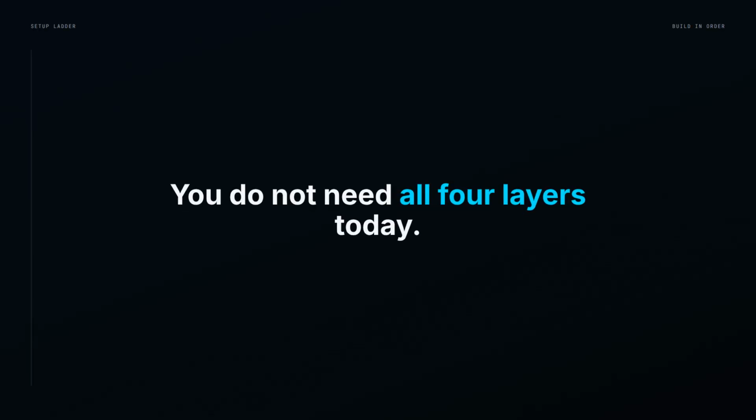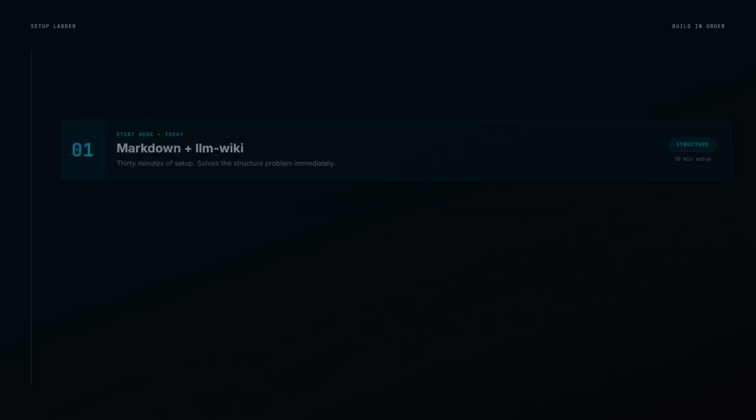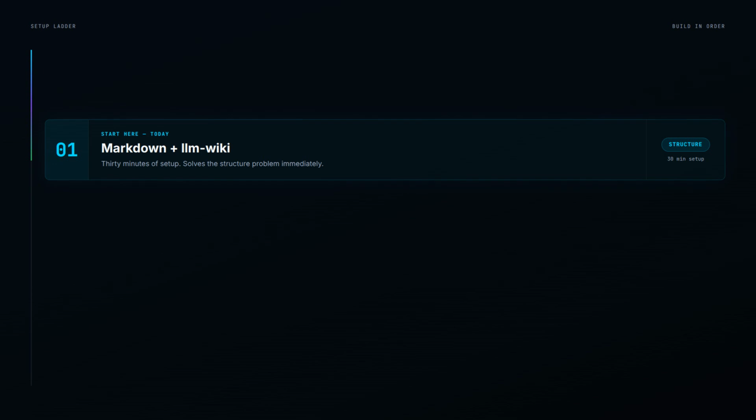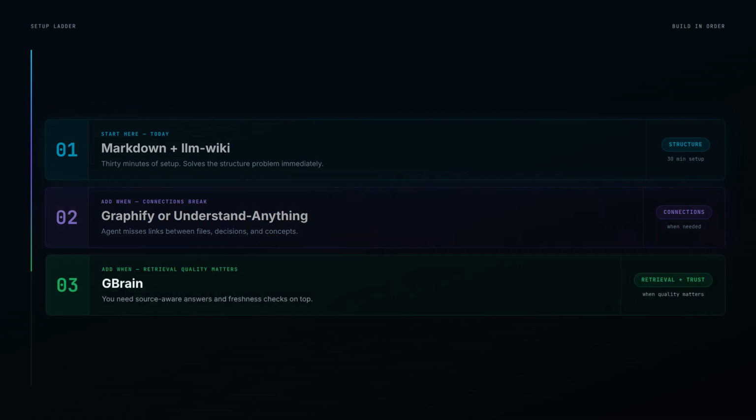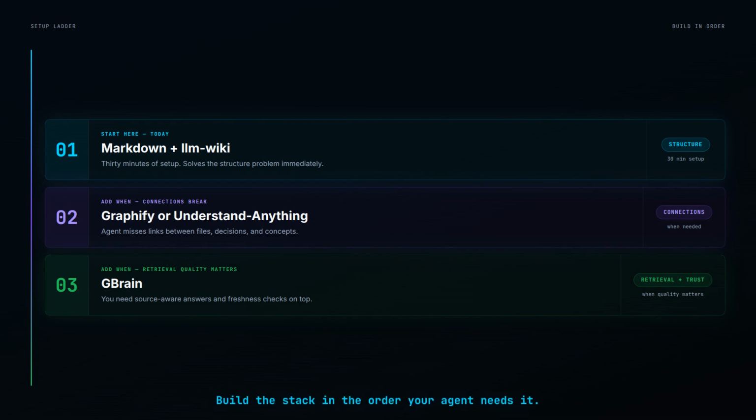You do not need all 4 layers today. Start with Markdown and llm-wiki. That is 30 minutes of setup and it solves the structure problem immediately. When your agent starts missing connections between files and decisions, add Graphify or understand anything. When retrieval quality matters and you need source-aware answers, add GBrain on top. Each layer adds one capability. Each one is independently testable. Build the stack in the order your agent needs it.